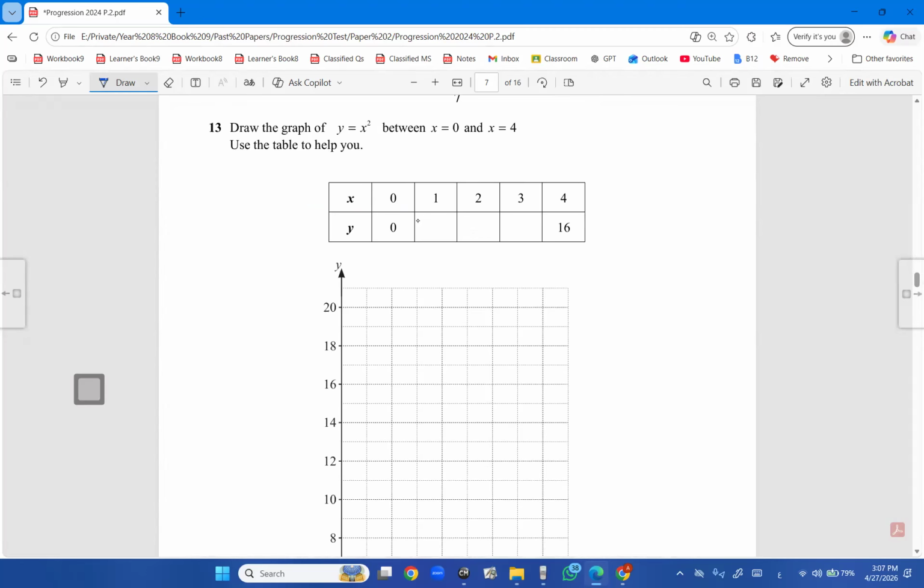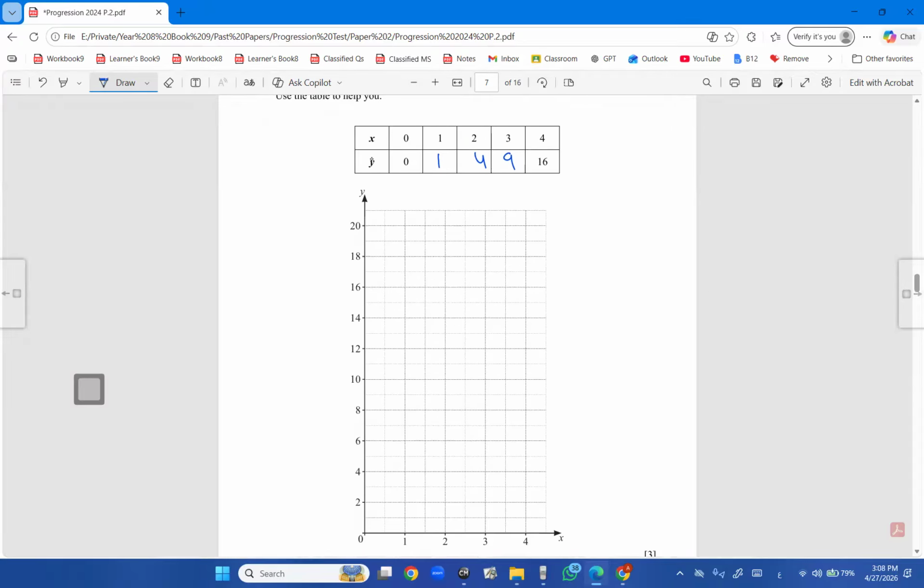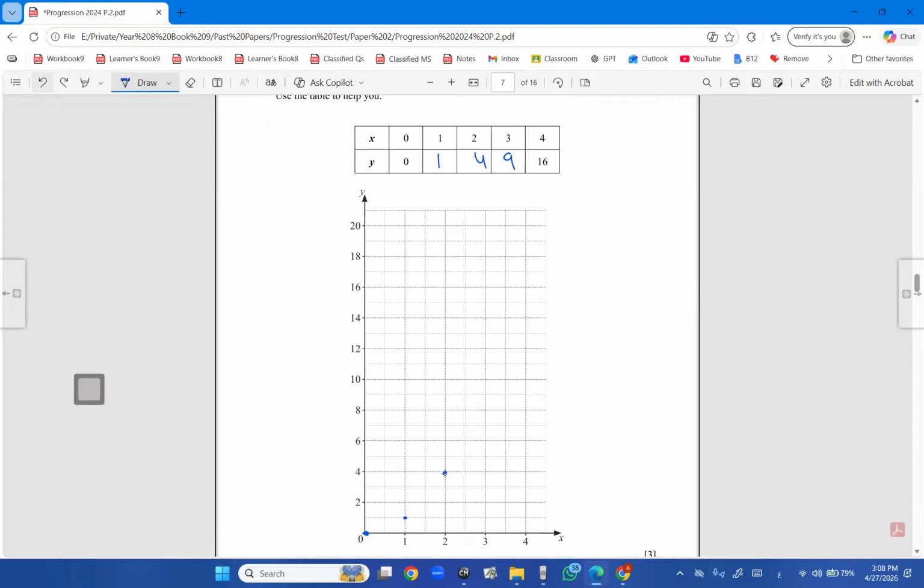Draw the graph of y equals x squared. Well, 1 squared is 1. This is going to be 4. This is going to be 9. Squaring the x gives you the y. If you start graphing and plotting, 0, 0 is here. 1, 1 is going to be here. And don't forget, don't go 1, 2 here. All right, don't make this mistake. It is 1, 1. And then 2, 4. 4 is here. And then the 3 with the 9 over here, and then the 4 with the 16 here.